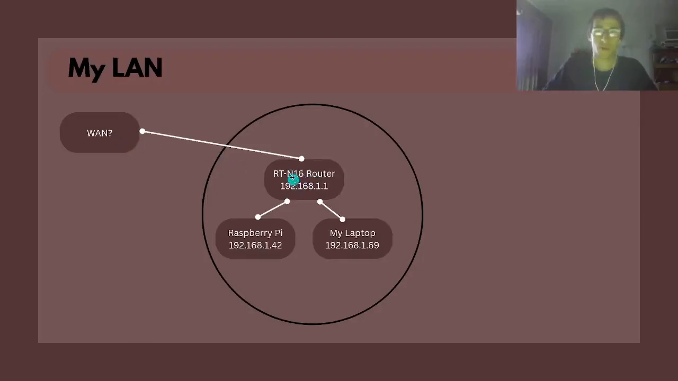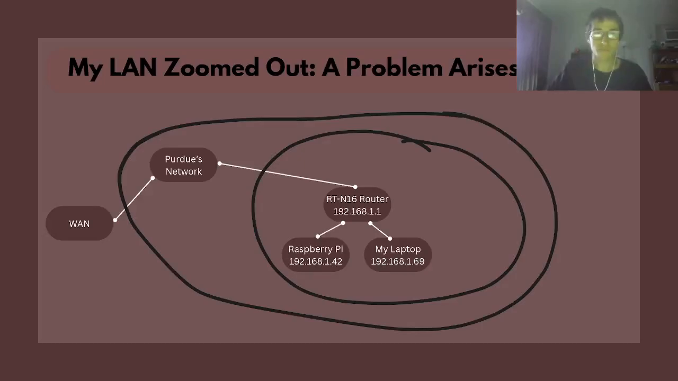However, this is what we actually face in my situation. So here's my LAN zoomed out, and we can see a problem arises. This is the same network, but I've replaced the WAN question mark with Purdue's network because I am operating in a subnet of Purdue's network since I live in the dorms. So we need to cross this barrier, but since I'm not the admin of Purdue IT, we can't do that through this. We'll have to find an alternative method.